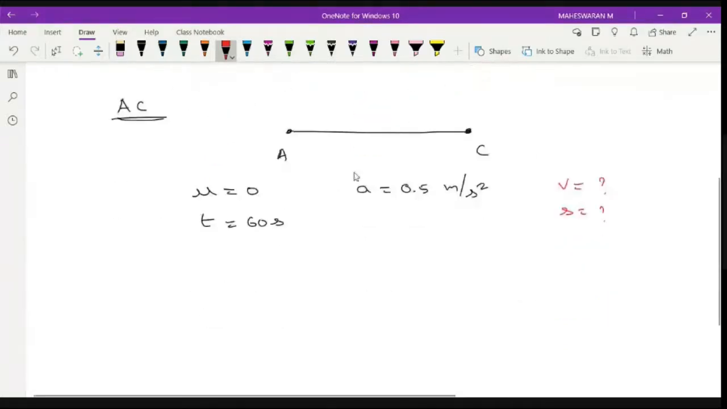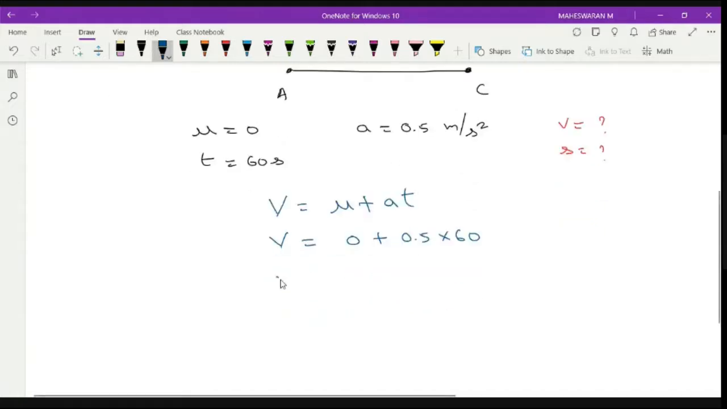To identify the V value, I can use the formula V is equal to U plus AT. So V is equal to U, which is 0, plus 0.5 into 60. So you will get V is equal to 3 meter per second. So I identified the value of V. That is over.